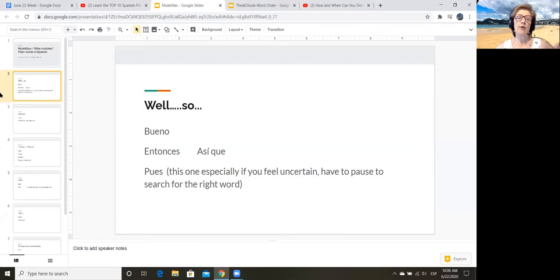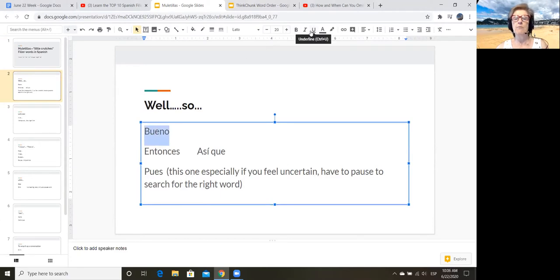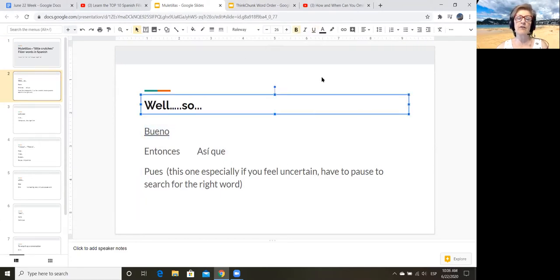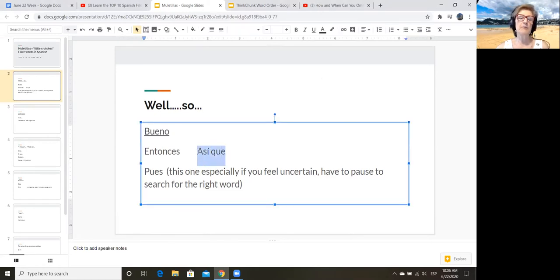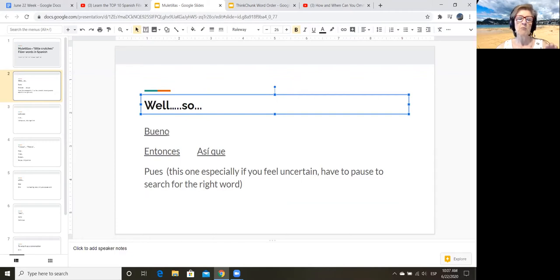Here are our pause words. How to say well, so, yeah. And bueno, wow, this word we use to start off a sentence really frequently. Bueno is good, like buenos días, buenas tardes, but bueno often is used as that well lead-off, right? Entonces, así que, they're pretty much interchangeable. Bueno will hardly ever be used in the middle of a sentence. It usually leads off.